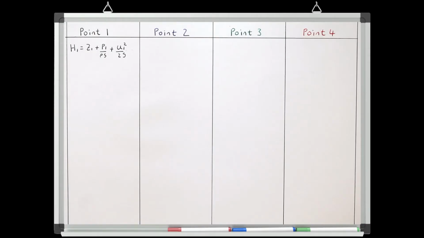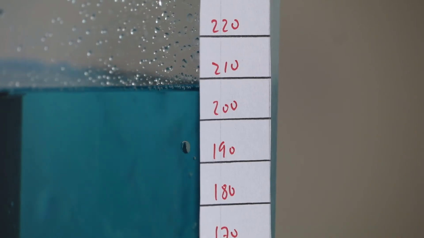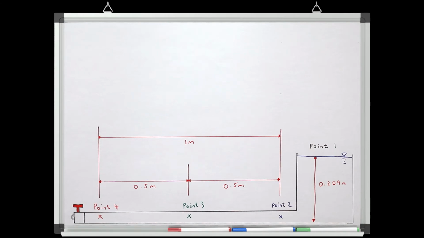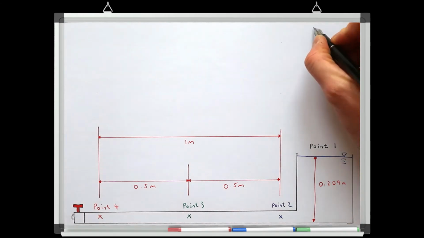So we can cancel out the pressure head and the velocity head, which means that all of our energy at the water surface of the tank is in the form of potential energy in elevation. And we can see by looking at the gauge on the side of the tank that the elevation of the water surface is 209 millimeters or 0.209 meters. So the total pressure head at point 1 is 0.209 meters. So in the tank we have a total pressure head of 0.209 meters.